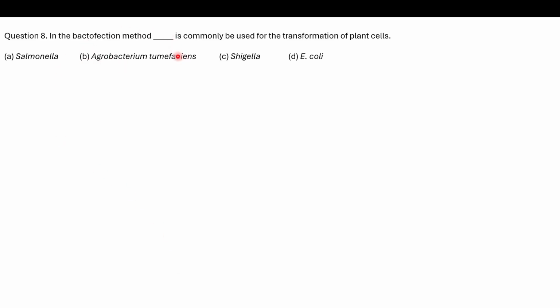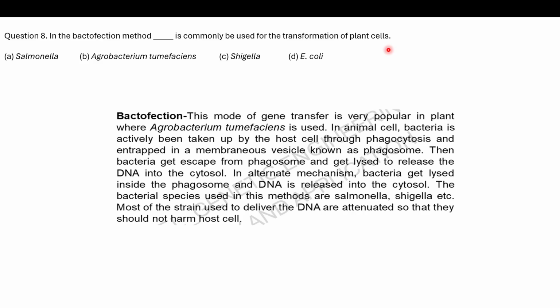In the bactofection method, dash is commonly used for transformation of plant cells. So in bactofection, what happens is Agrobacterium tumefaciens is used. So this bacteria is taken up by the host cell through phagocytosis and entrapped in a membranous vesicle known as phagosome. Okay. Then the bacteria can escape from the phagosome and get lysed to release the DNA eventually in the cytosol. Okay.